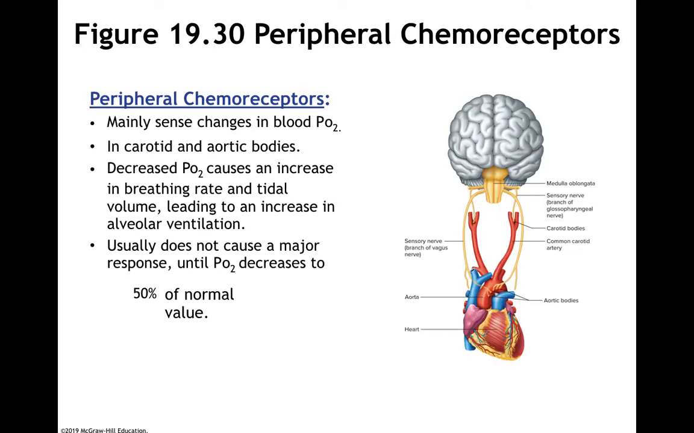The peripheral chemoreceptors sense changes in the partial pressure of oxygen. They are found in the carotid and aortic bodies. A decrease in oxygen concentration causes an increase in breathing rate and tidal volume, leading to an increase in ventilation. However, these usually don't respond until the oxygen gets to below 50% of its normal value. So normally the driving force for breathing is carbon dioxide levels.